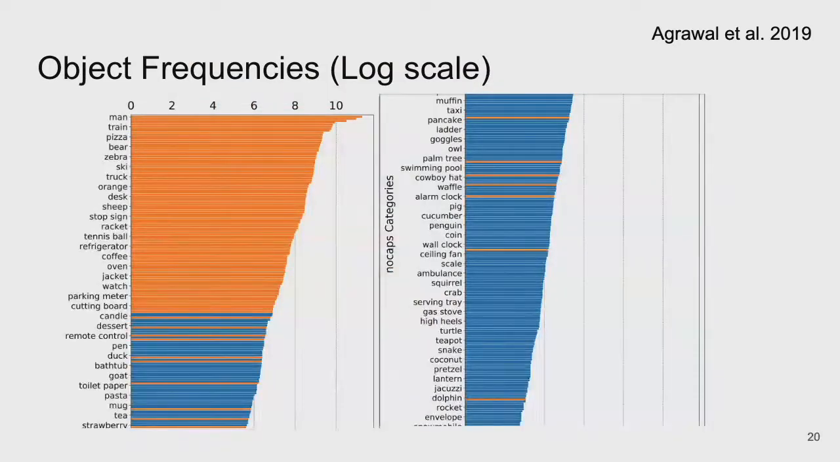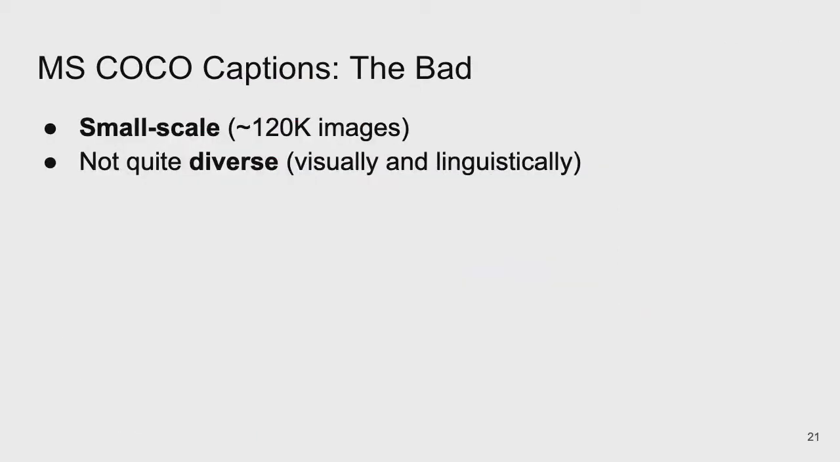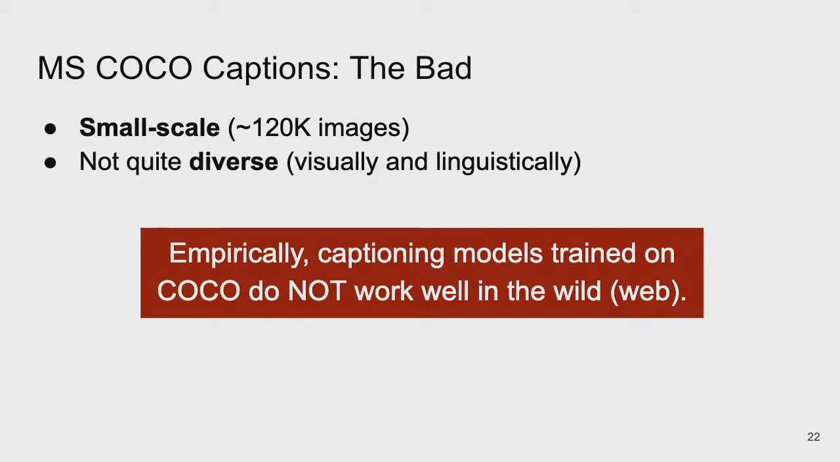And if you look at the object frequencies in COCO, orange refers to the objects that appear in COCO captions. As you can see, it's at the head of the distribution, right? I cannot even show you the whole distribution, it's a long tail thing. So there are these two drawbacks, which mean that in practice, if you train a machine model on COCO, it will not work well in the wild.